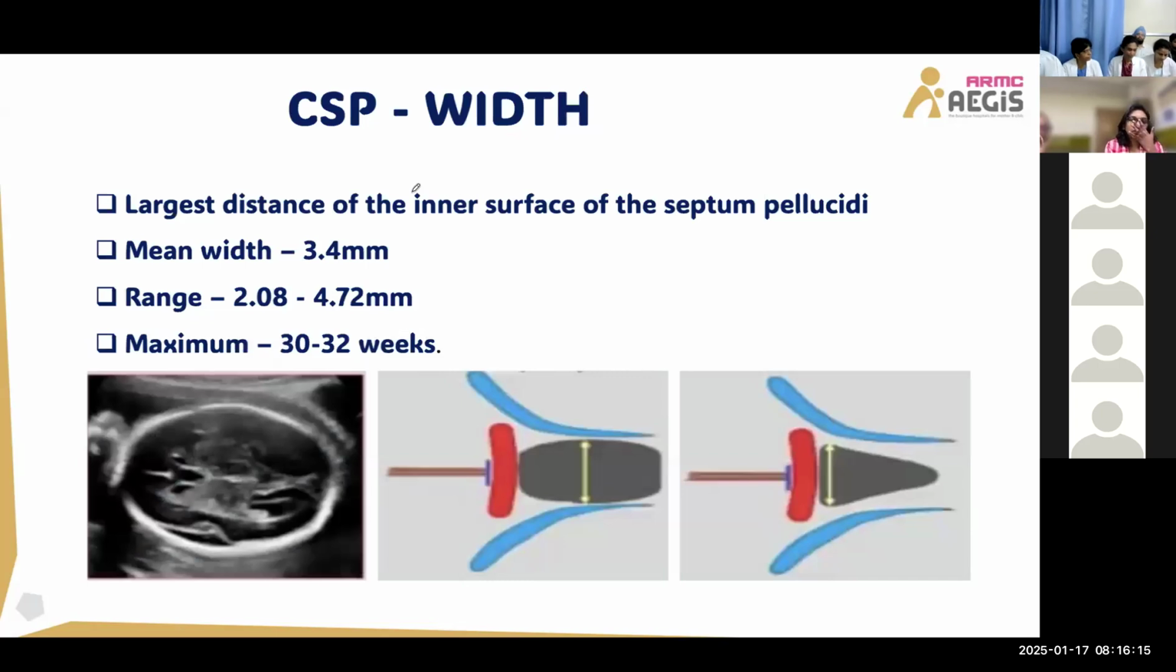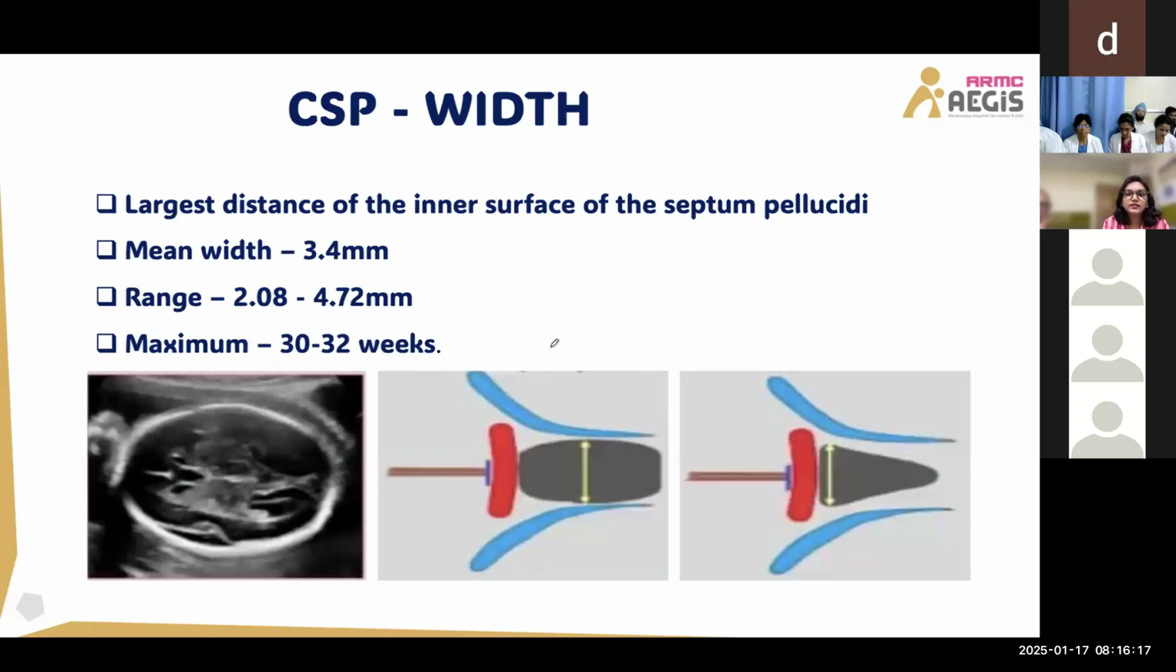Coming to CSP width, which is nothing but the largest distance measured on the inner surface of the septum pellucidum. In a rectangular shaped CSP, it is measured in the midline, whereas in a triangular shaped CSP, it is measured at the base of the triangle. The mean width is found to be around 3.4 mm, with the range being between 2.08 and 4.72 mm.